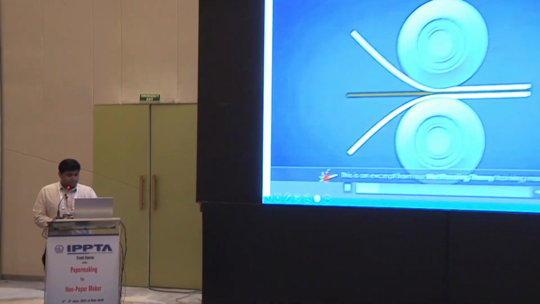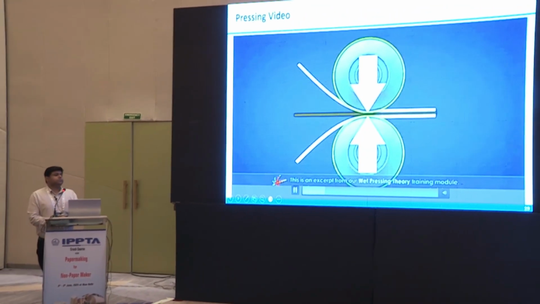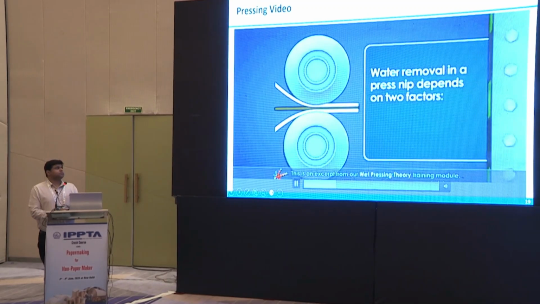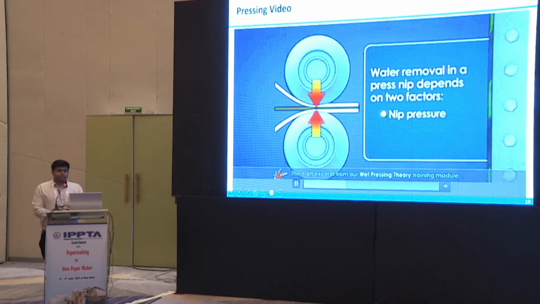One more video. The water removal process in a conventional roll press nip occurs when the sheet and one or two felts pass between two rolls pressed together, rotating in opposite directions. The amount of water removed in a press nip depends on two factors: nip pressure and dwell time, the time the sheet is exposed to that pressure.